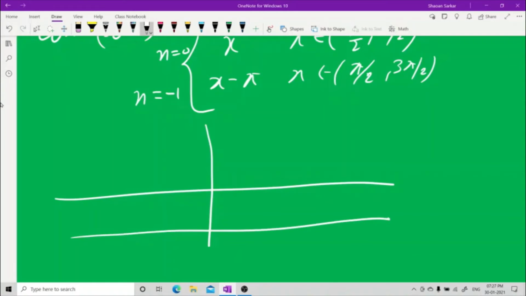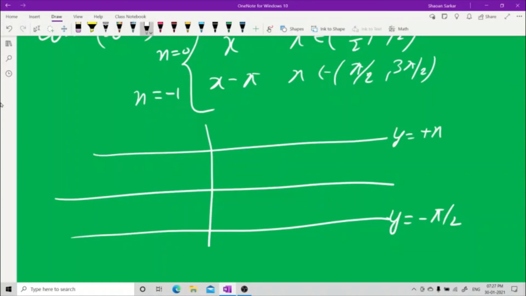This is the line y equal to minus pi by 2 and y equal to plus pi by 2. Right? Now, this is your 0. This is pi by 2. This is minus pi by 2. This is 3 pi by 2. You may write down these pi's and all that if you want.